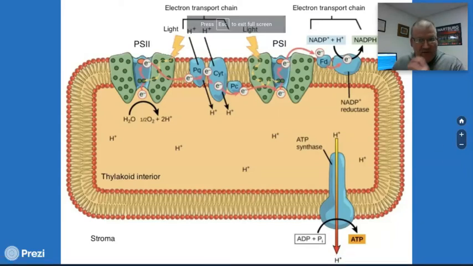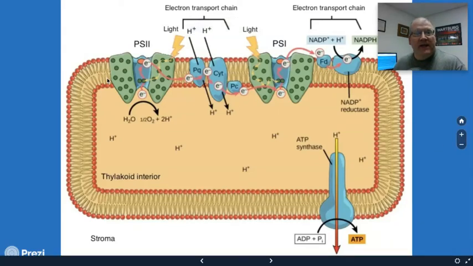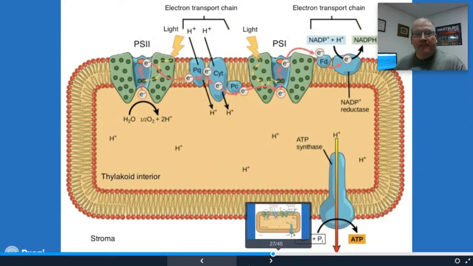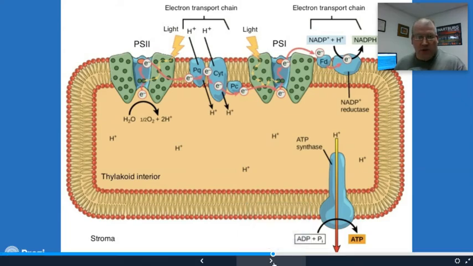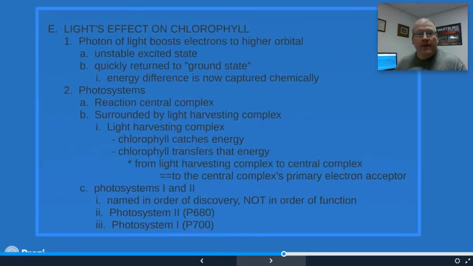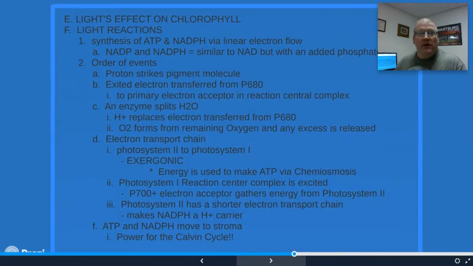So here are our photosystems embedded in the thylakoid membrane, and let's take a look at what those things do. Which brings us to the first step in the process. These are the light reactions. Okay. Overview, we're going to synthesize some ATP.